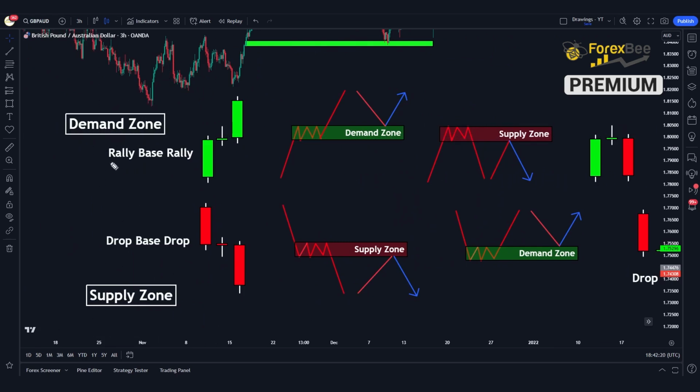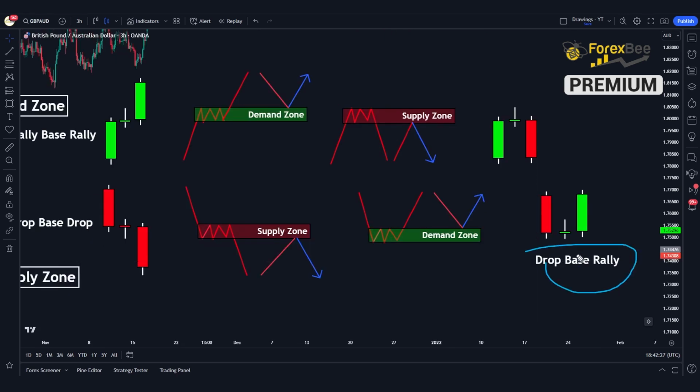The two types are rally based rally and drop based rally, which we can see the formation of here. So this is a drop based rally. And in both types of demand zones, the market comes back into this demand region in order to pick the pending orders, and then after picking this demand, the market moves in the bullish direction. And similarly, in the case of this drop based rally demand zone as well, the market comes back to pick the demand and then it gives a bullish move.